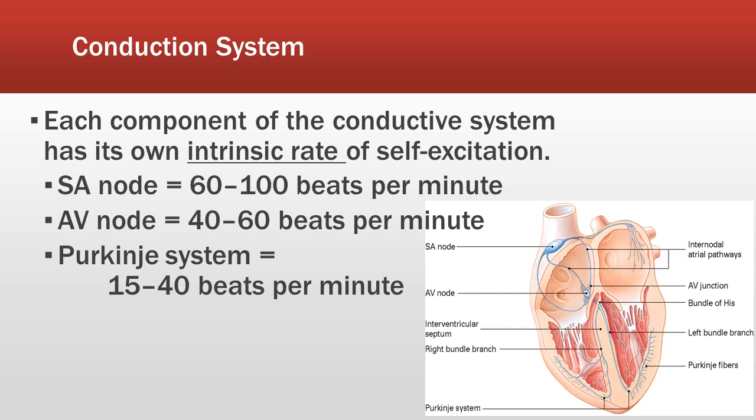Each step of this conduction system has its own intrinsic heart rate, or impulse rate. The SA node will send signals out at 60 to 100 beats a minute. If the SA node does not fire, the AV node will fire at an intrinsic rate of 40 to 60 beats a minute. If the Purkinje system does not receive any signals from the SA or AV nodes, its intrinsic system will send out beats at 15 or 20 to 40 beats a minute.